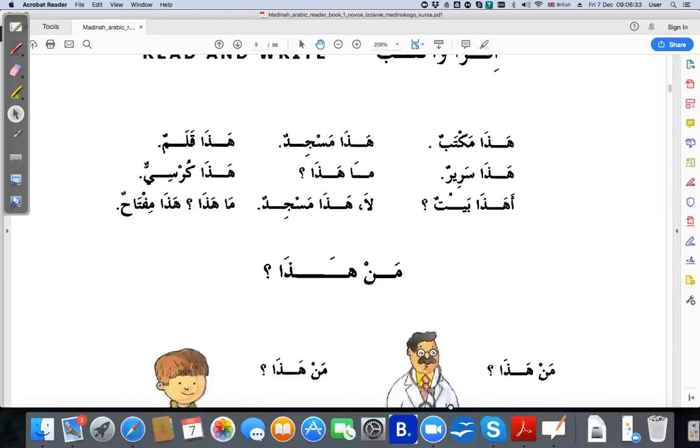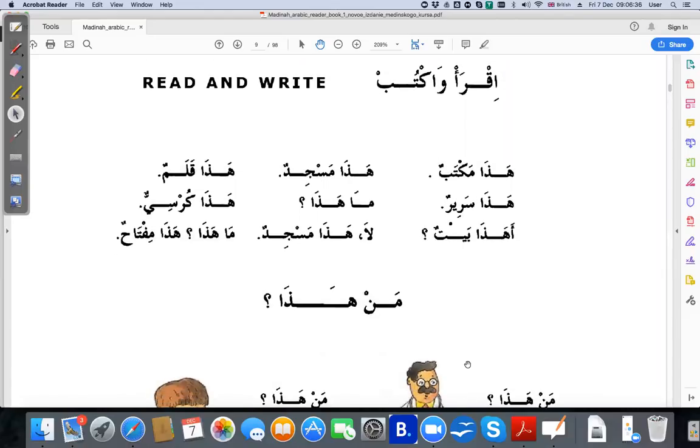Yeah. Okay. So we have here they say read and write. You have to write them as well as a homework and send us this writing in the group. All of you have to send your writing. هذا مكتب, you write Arabic and you write English. هذا مسجد, هذا قلم, هذا سرير. Do not write now until we post. We say, write these sentences in Arabic and English, okay?